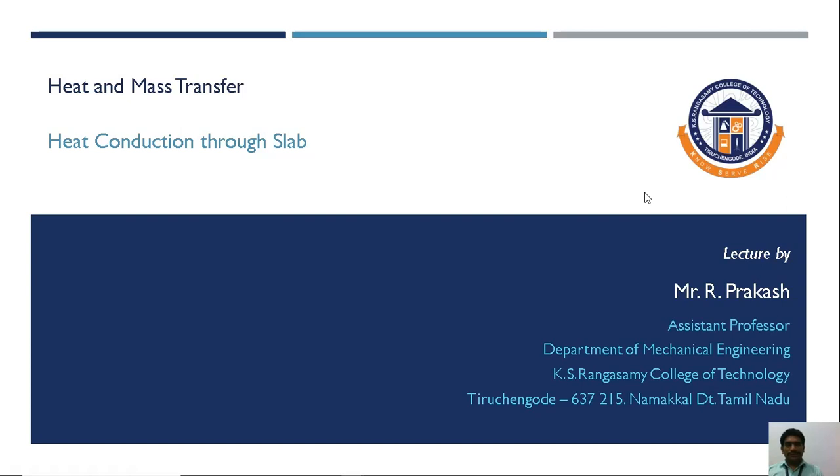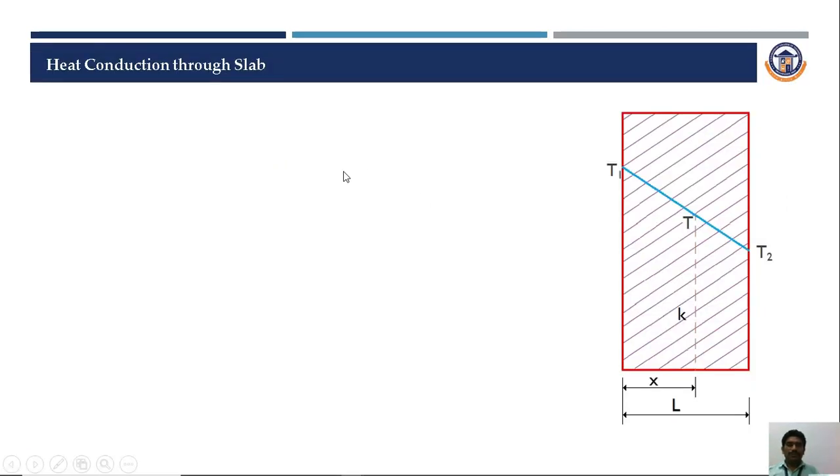Today we are going to discuss heat conduction through a slab. This is a typical arrangement of a slab, having a thickness L and temperature limits T1 and T2, and the slab has a thermal conductivity of K. So K represents the thermal conductivity of this material.